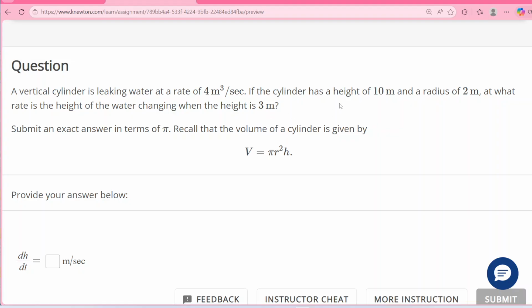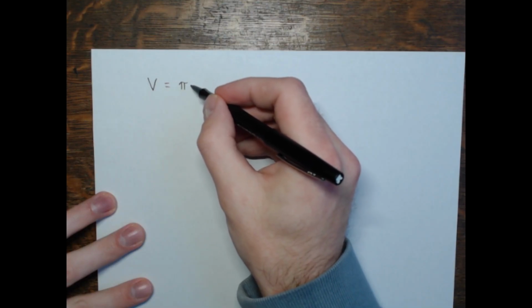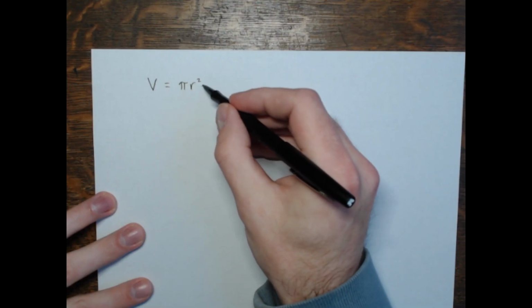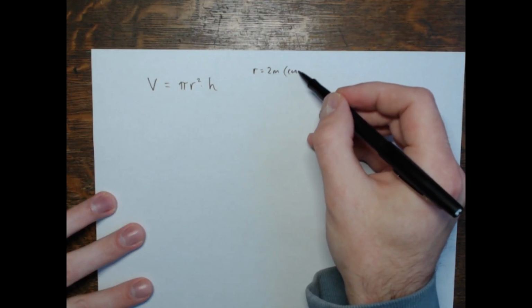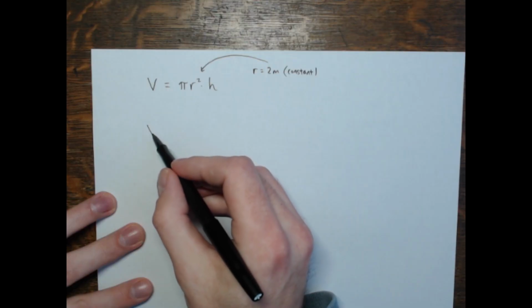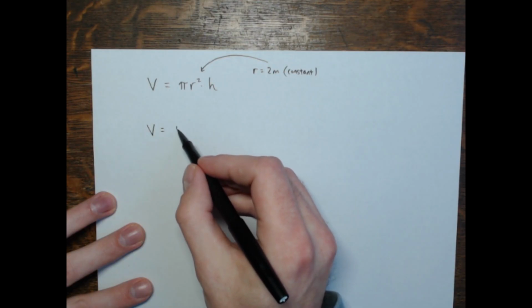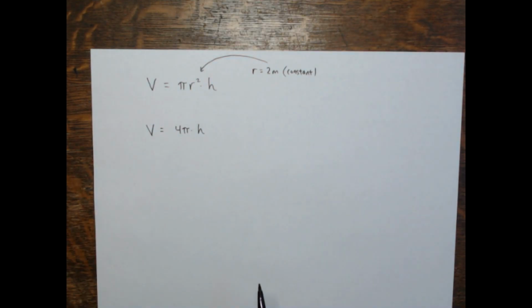So remember, this cylinder, the radius of the water will never change, right? So the radius of the cylinder is 2 meters. The radius of the water would also be 2 meters. So the only things changing here would be the volume of the water and the height. So they gave us the volume of a cylinder, right? It's the area of the circular base times the height. But the radius they told us was 2 meters, and this would be constant, right? This is not changing as time goes on, so I'm going to sub that in there. So then the volume of the water in the cylinder would be 4 pi h, 2 squared times pi times the height.